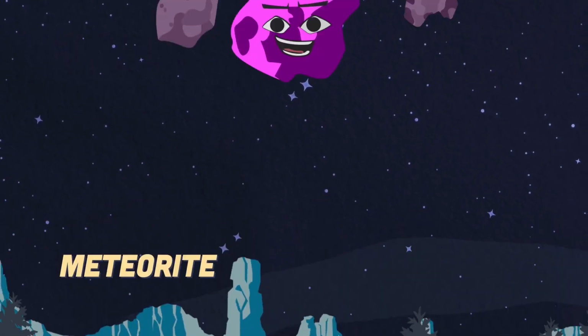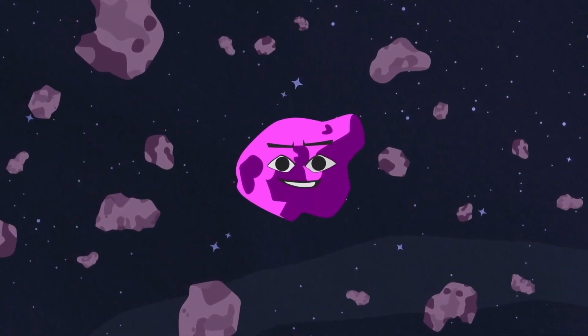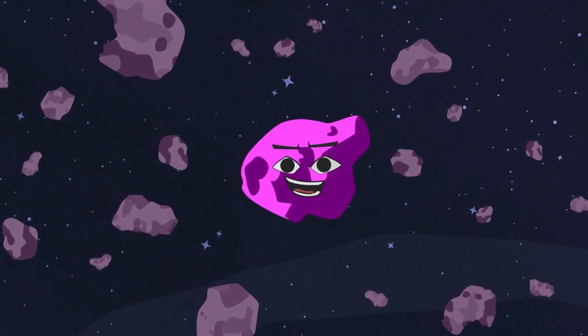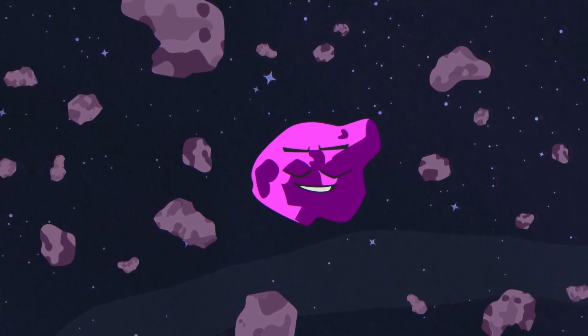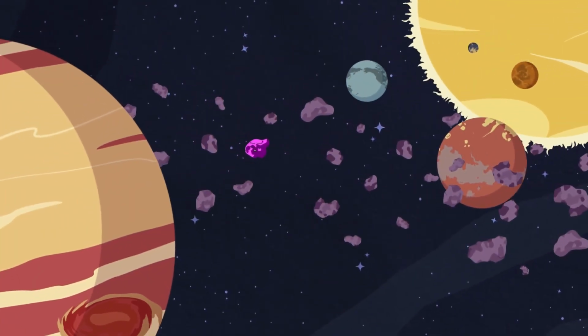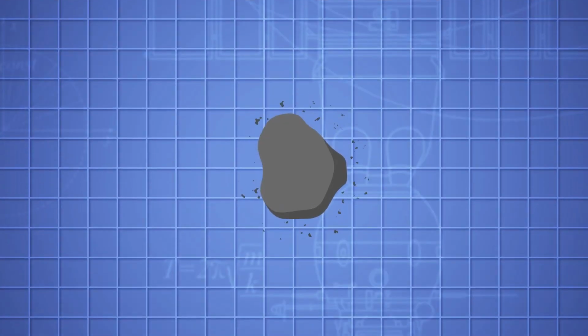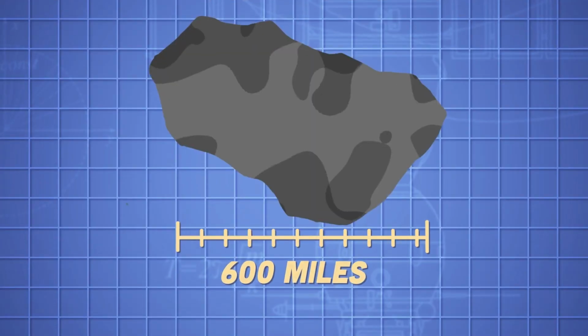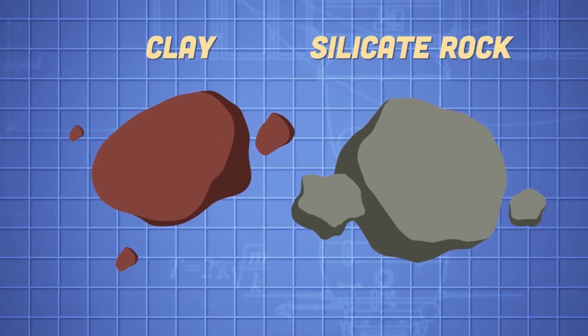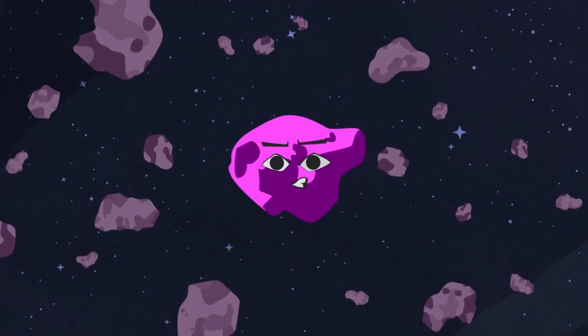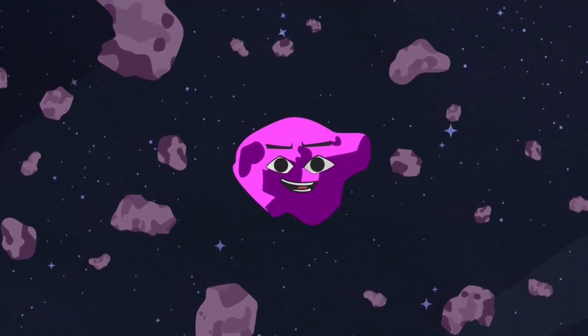I'm an asteroid. I'm sometimes called a minor planet to some. I'm a rocky leftover from the formation of the solar system. I do orbit the sun. I do range in size from a dust particle to 600 miles wide. I probably consist of clay and silicate rocks. You know, I'm dark in appearance and ancient as far as the solar system goes.